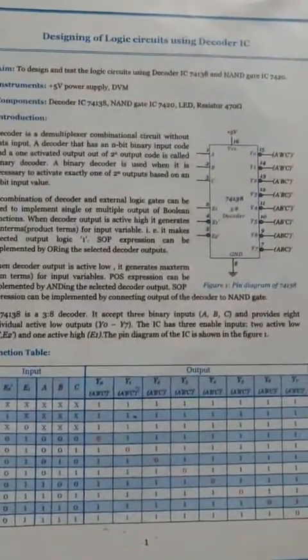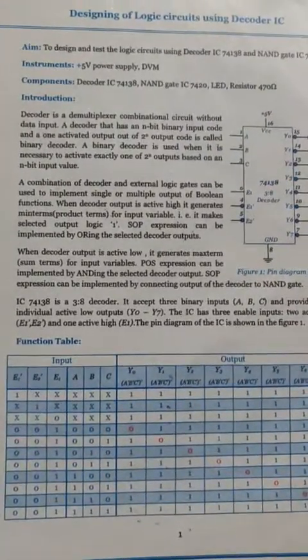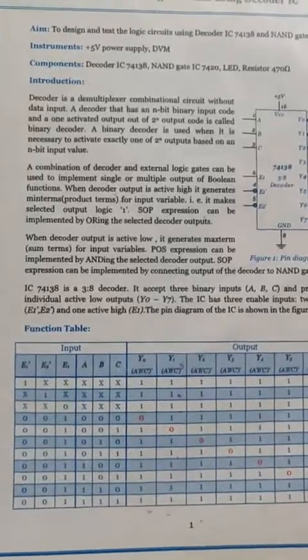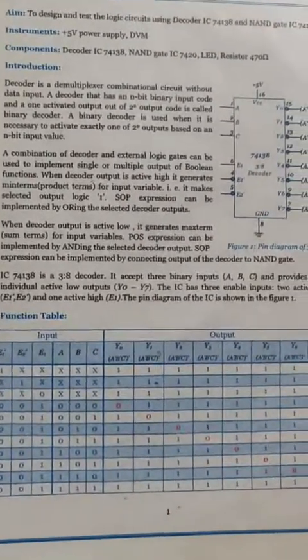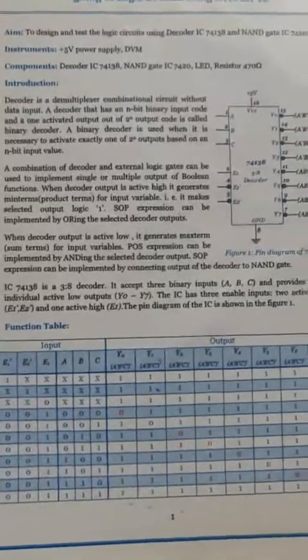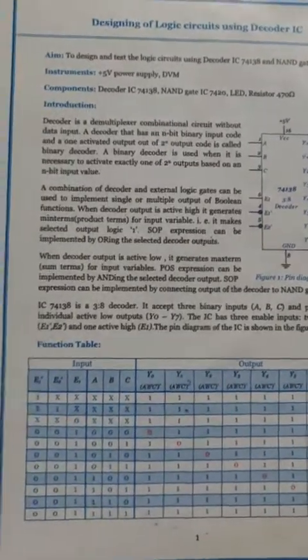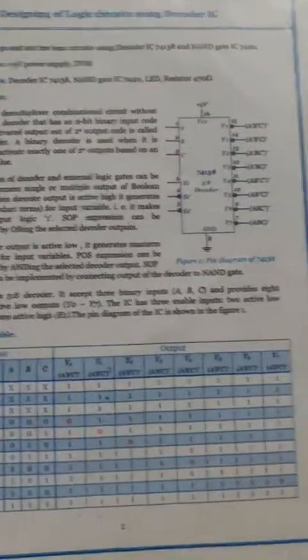First, you can see that you can verify this truth table. E1 bar is going to be high. E2 dash, here in this one, E1 bar and E2 dash have to be low, and E3 is going to be high.